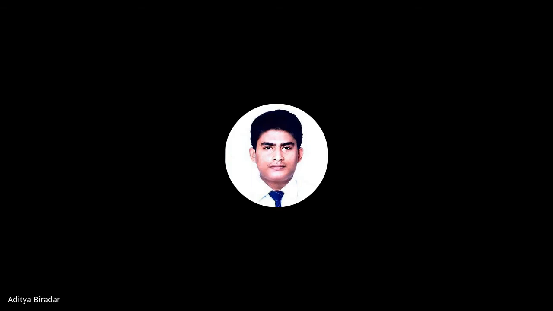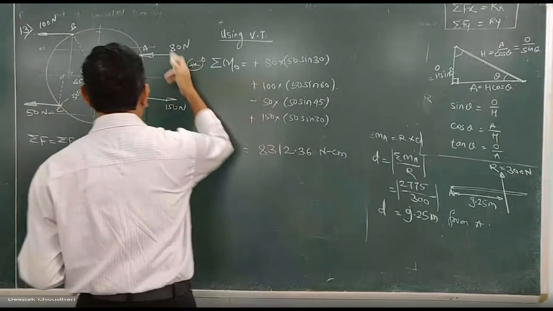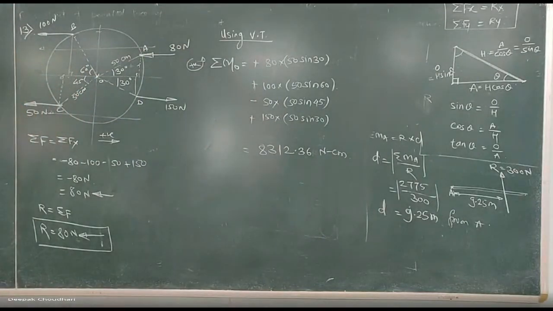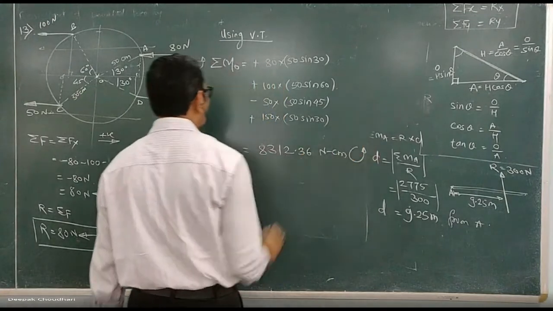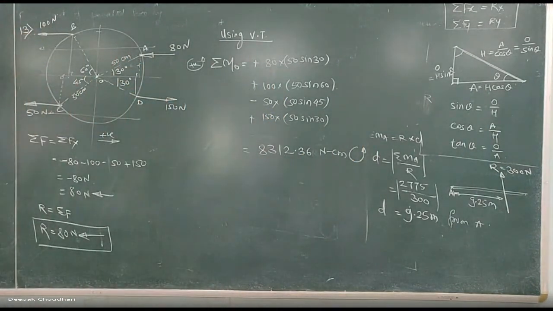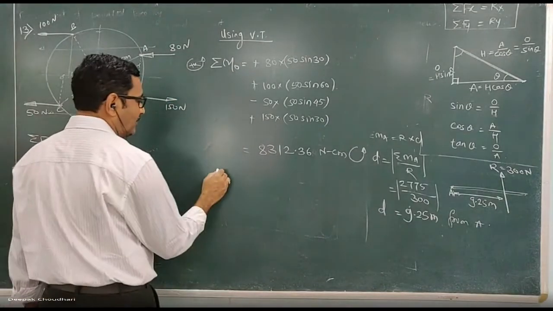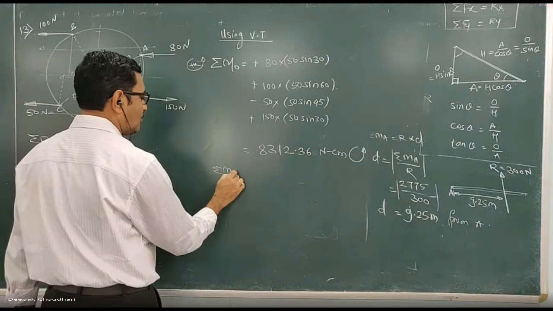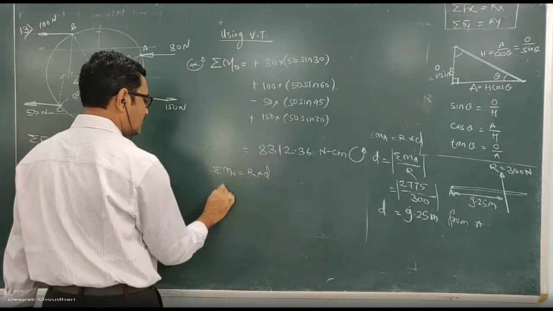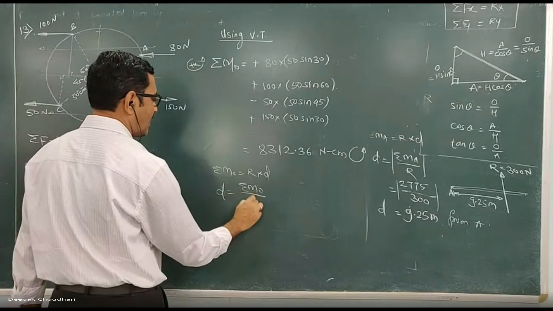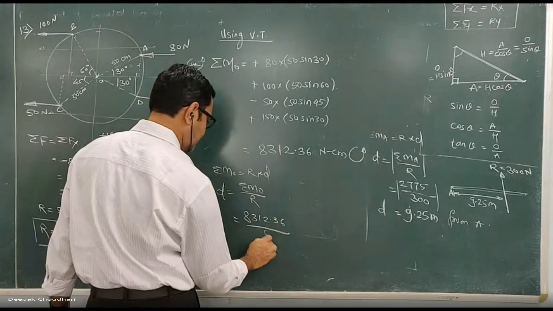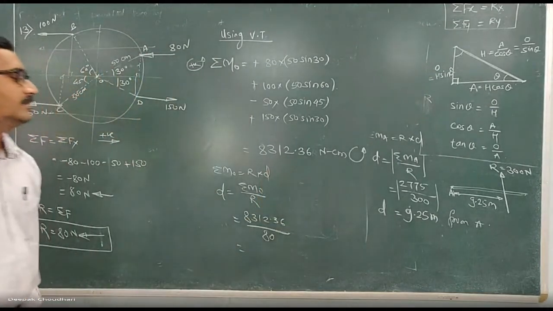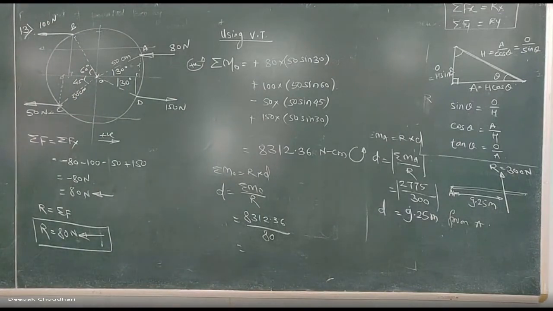8312.36 Newton centimeter, because forces are in Newton and distances are in centimeter, so it is Newton centimeter, and it is positive. This positive means all the forces together produce an anti-clockwise moment about point O. Anti-clockwise moment is considered positive. Then according to Varignon's theorem, the summation of MO equals R into D. So D equals the summation of MO upon R, which is equal to 8312.36 upon 80. So this is the perpendicular distance of the resultant.